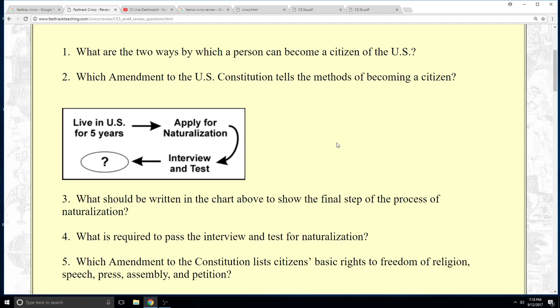Alright. Heba, not bad. So number one, it asked for 2 ways. You gave me 1. So being born in the States is 1. What's the other one? What's the process an immigrant would have to go through, Heba?